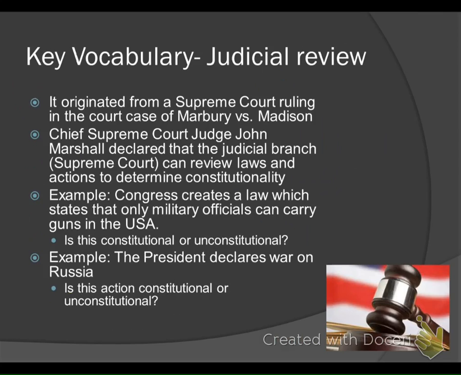Well, if we had to decide, it would be unconstitutional because the Second Amendment gives us all the rights as citizens to carry guns. This would be an example of judicial review. Another example, the president declares war on Russia. Is this action constitutional or unconstitutional? This act would be unconstitutional because only Congress can declare war. And so judicial review is where the Supreme Court rules on laws and actions to decide if they are constitutional or unconstitutional. If they are deemed to be unconstitutional, then the law would be thrown out or the action would not be permitted.